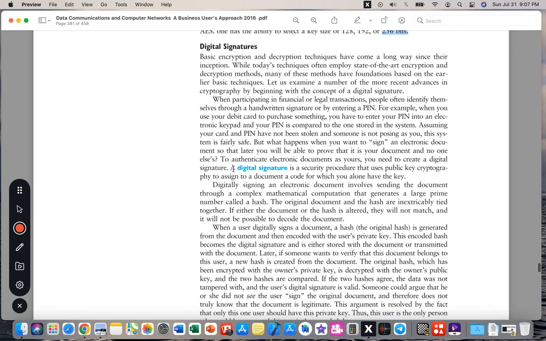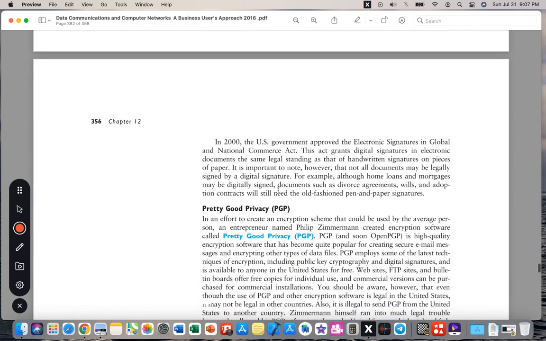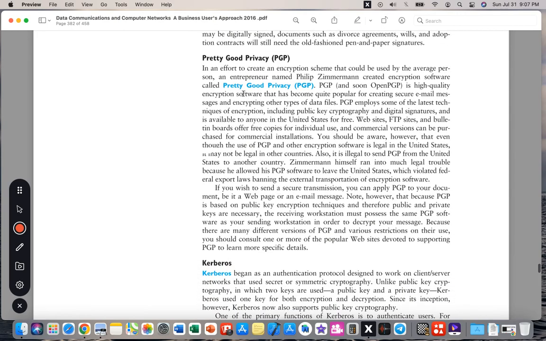Digital signatures. A digital signature is a security procedure that uses public key encryption to assign to a document a code for which you alone have the key, digitally signed. Pretty Good Privacy, PGP.